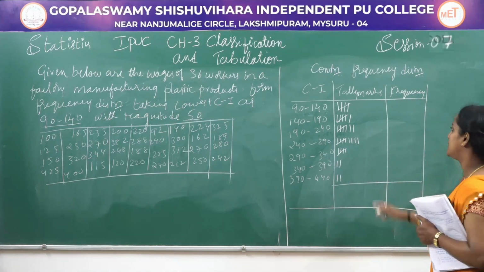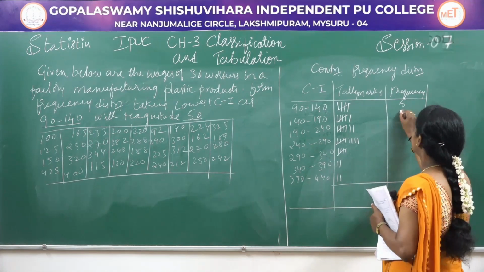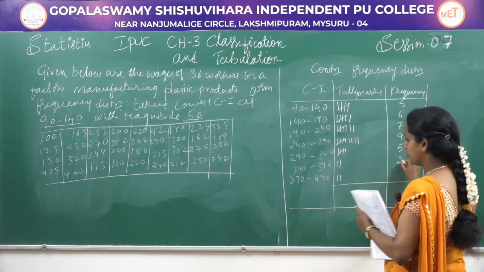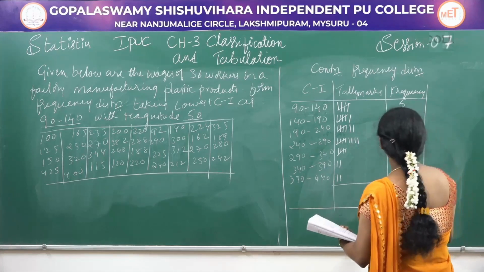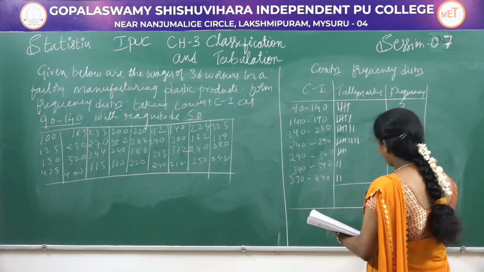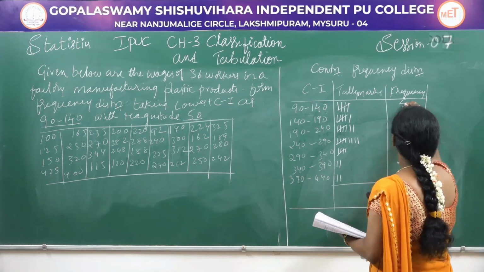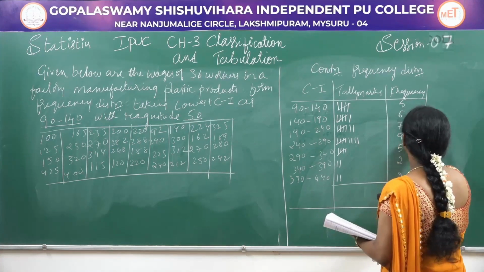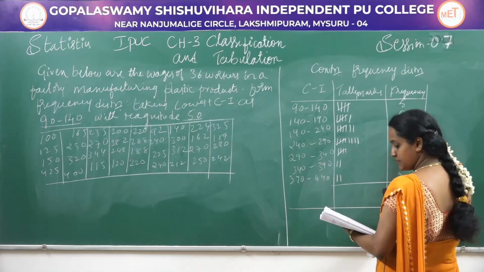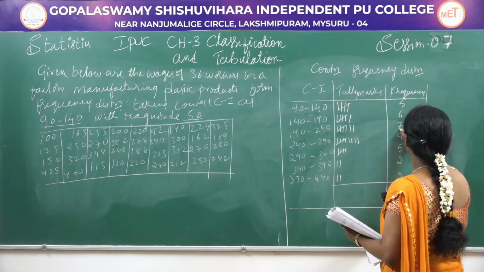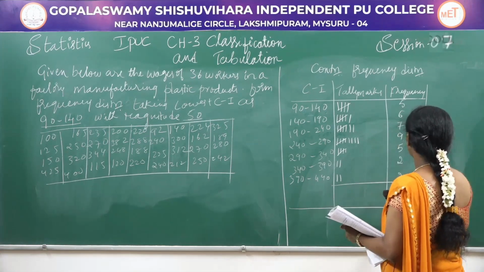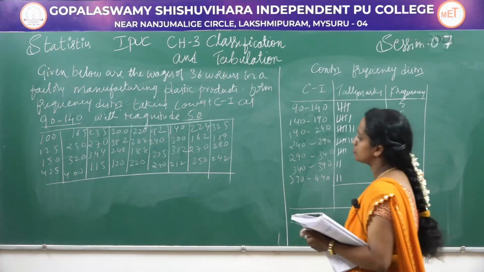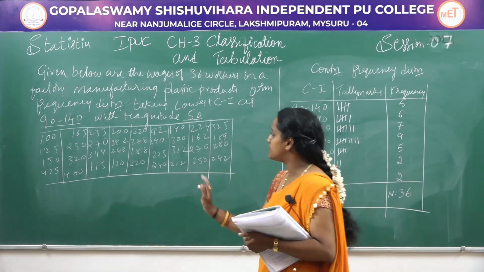Next we have to count and write the frequencies. First one is 5, 6, 7, 9, 5, 2, 2. So total n is equal to 5 plus 6, 11, 20, 25, 25 plus 5, 30, 32, 36. So 36 are the observations, and we have divided these observations like this.